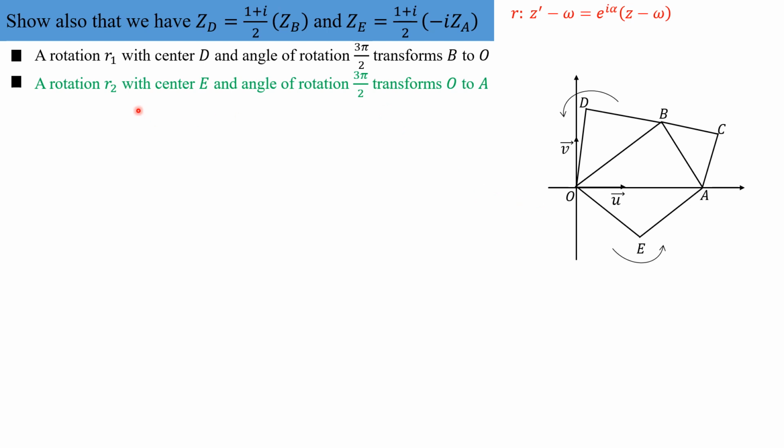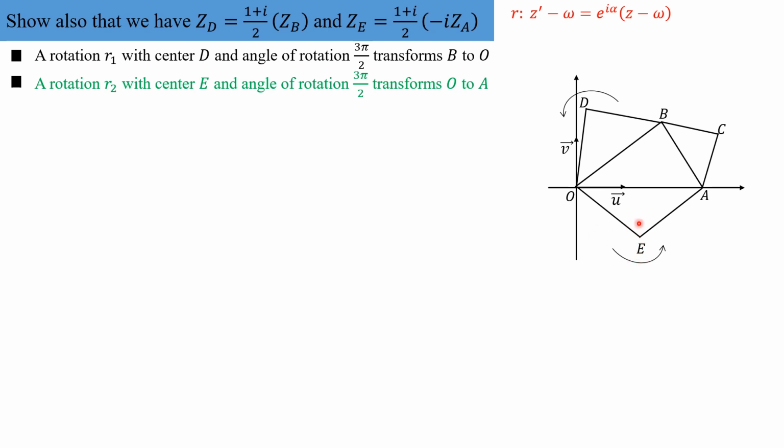Alright, so I decided to name the rotation R2, having center E and angle of rotation 3 pi ln 2, transforming the point O to the point A. Since I'm transforming the point O to the point A, I must pass through the center of the transformation. Now the angle of rotation is the angle between the line OE and the line EA, and it is the exterior angle between the two lines. The interior angle is 90 degrees because the right angle of the triangle OAE is at E.